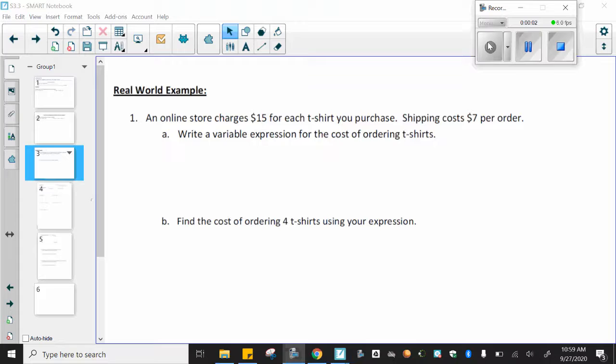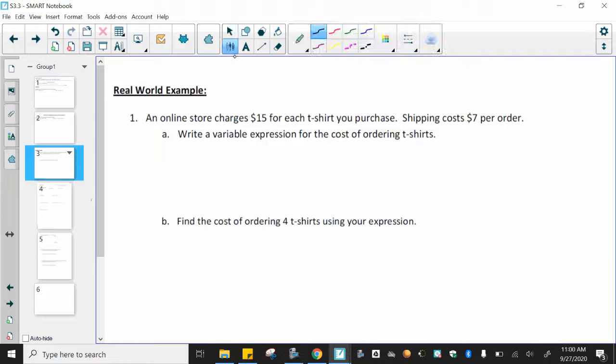Alright. An online store charges $15 for each t-shirt you purchase. Shipping costs $7 per order. Write a variable expression for the cost of ordering t-shirts, then find the cost of ordering 4 t-shirts using your expression. So we want to make something that looks like what we've worked on so far, and then evaluate it, alright? So, an online store charges $15 for each t-shirt you purchase, alright? Shipping costs $7 per order, alright?